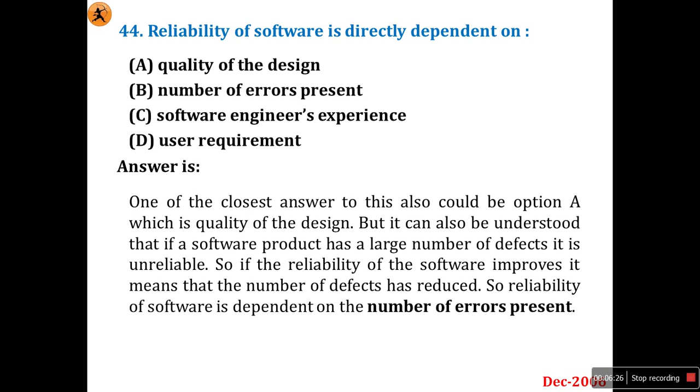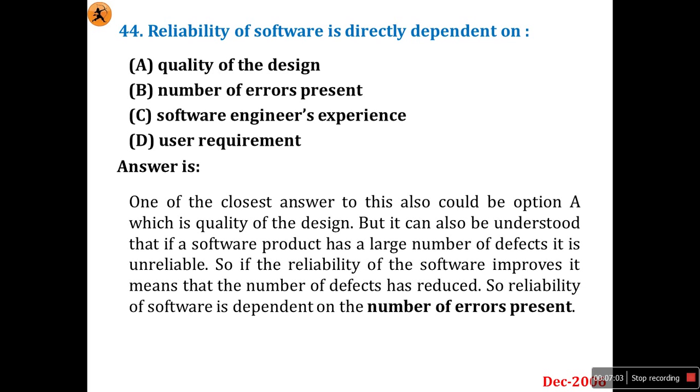One of the closest answers could also be option A, but we will not select this one, which is quality of the design. It can also be understood that if the software product has a larger number of defects, it is unreliable. So if the reliability of the software improves, it means that the number of defects has reduced. So reliability of the software is directly dependent on the number of errors present.